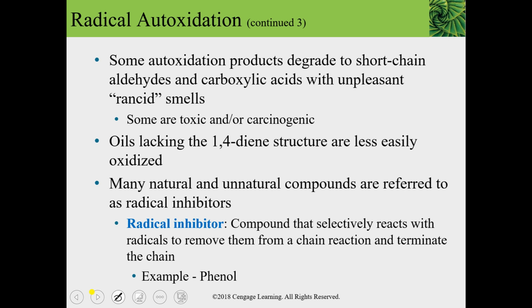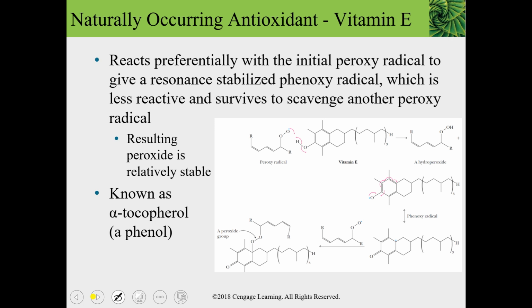We have lots of natural and man-made compounds that are what we call radical inhibitors. Radical inhibitors are just like what it sounds. It inhibits. We're talking about selectively reacting with a radical to remove a chain and to terminate the chain. We use these on purpose to change things and stop things. There is a high preference for reacting with the initial peroxy radical, because we want resonance stability. When we have resonance stability with a phenoxy radical, it's less reactive and survives longer.